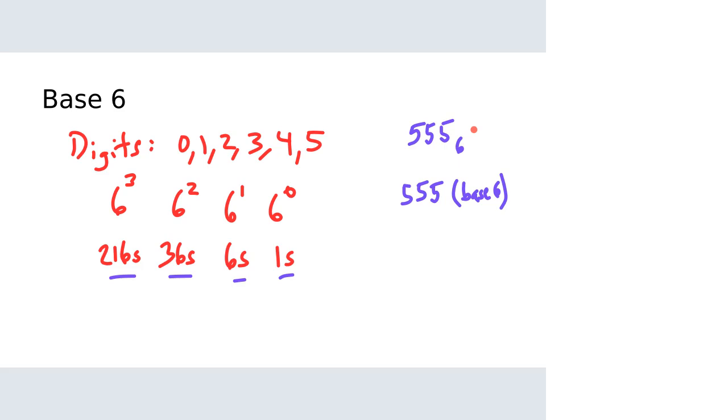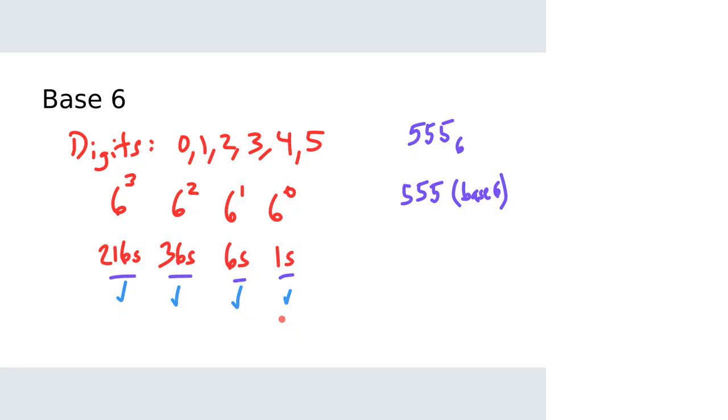Since our place value positions are not ones, tens, and hundreds, but 1s, 6s, 36s, 216s, when we look at this number, we are not going to say 555, because it's not 555. This is 555 base 6. We're not going to call it 555 because those aren't hundreds. They're not tens. They are ones, but they're not hundreds and tens.